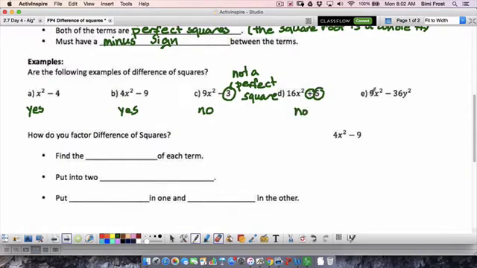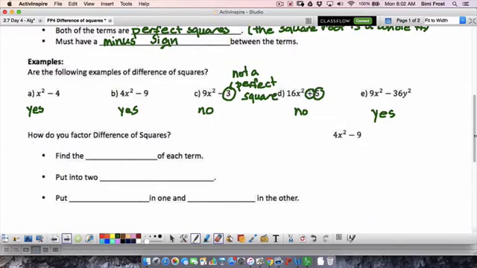Okay, here we have multiple parts to our term. So we have a 9, that's a perfect square. X squared is a perfect square. 36 is a perfect square. And y squared is a perfect square. And we have the minus sign, so yes, this is a difference of squares.